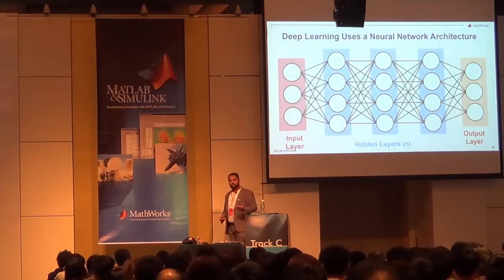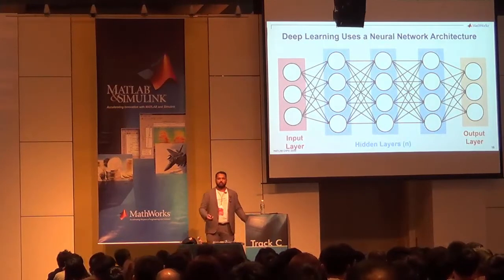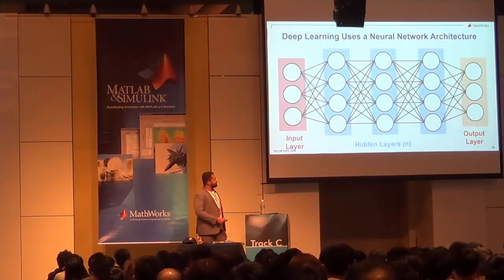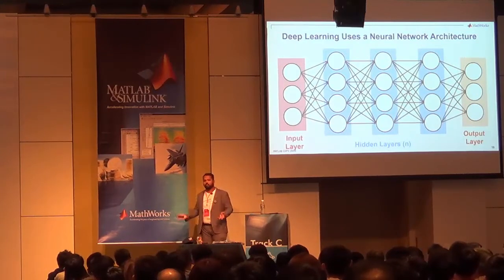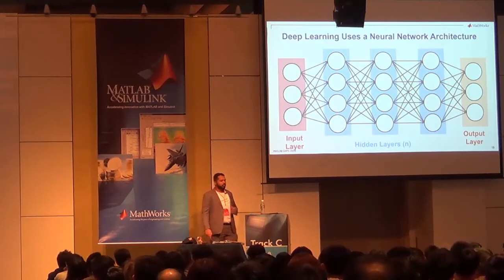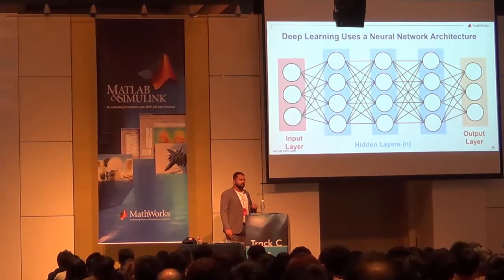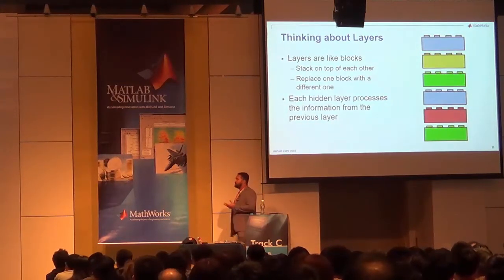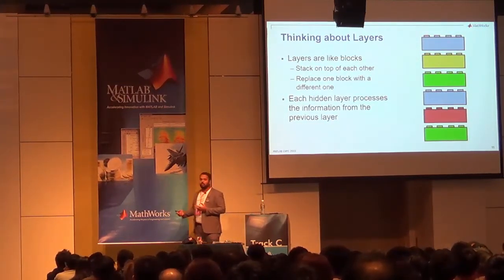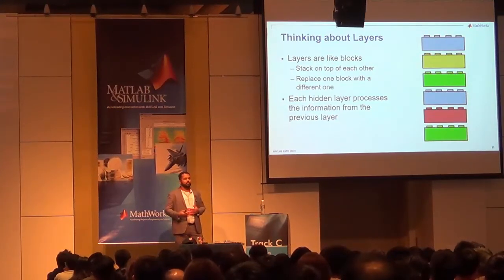As we were just discussing, there is this neural network architecture. Deep learning makes use of neural networks. There's an input and there's an output, and then there are multiple hidden layers. And in some cases, there could be multiple inputs and multiple outputs and many different topologies of hidden layers. But we're not going to focus on exactly that right now. Let's think about layers as an abstraction. Imagine that the layers are like Lego blocks. The input of one layer comes from the output of a previous layer.